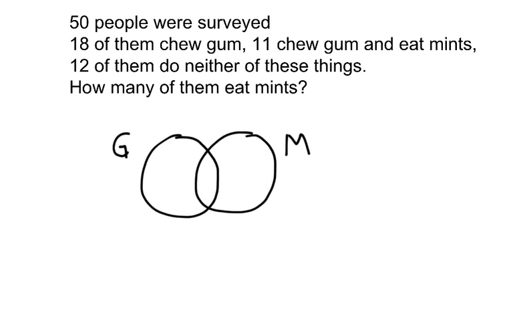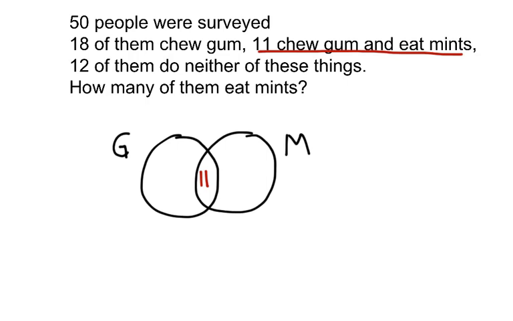A very important part of solving problems with Venn diagrams is that you start with the intersection. So in this problem, we are told that 11 chew gum and eat mints. They do both. So those 11 people are here in region 2. It's a coincidence that that's a Roman numeral 2. I didn't do that on purpose.